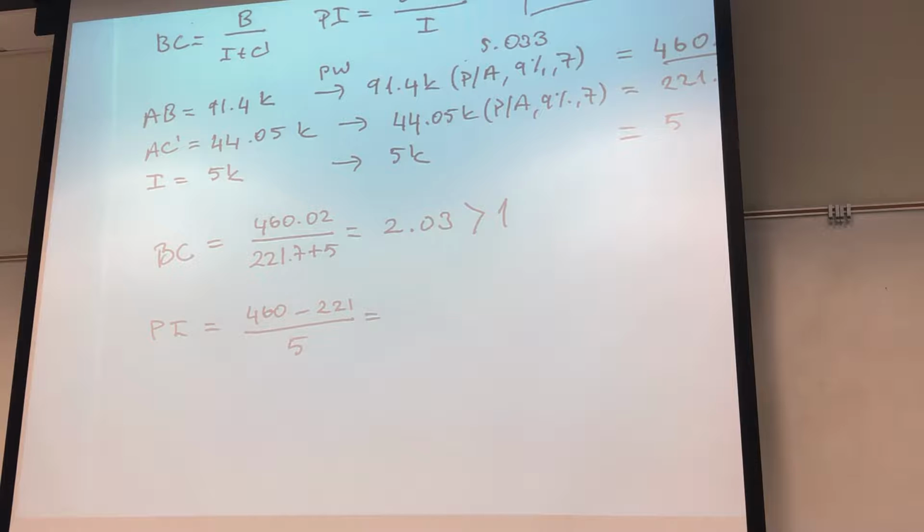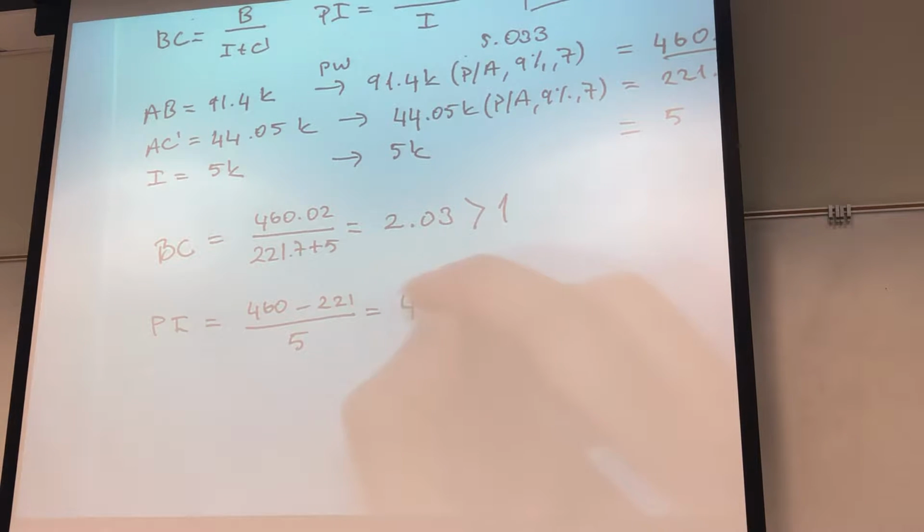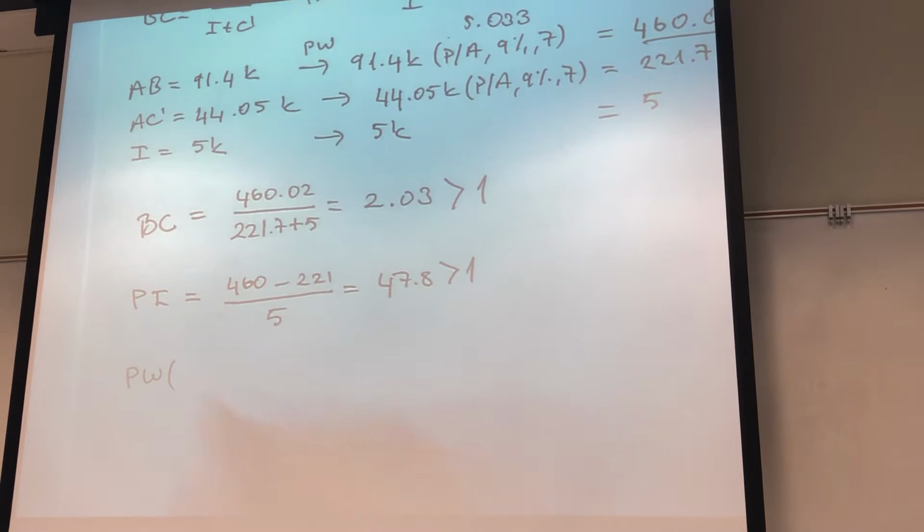We already have everything in present worth, right? We have the benefits, that should be plus. We have the cost, that should be minus. So 460 is the benefits. We got a cost, which is 221. We got another cost, which is 5. This is something which is greater than 1. And again, the present worth says we gotta do this.